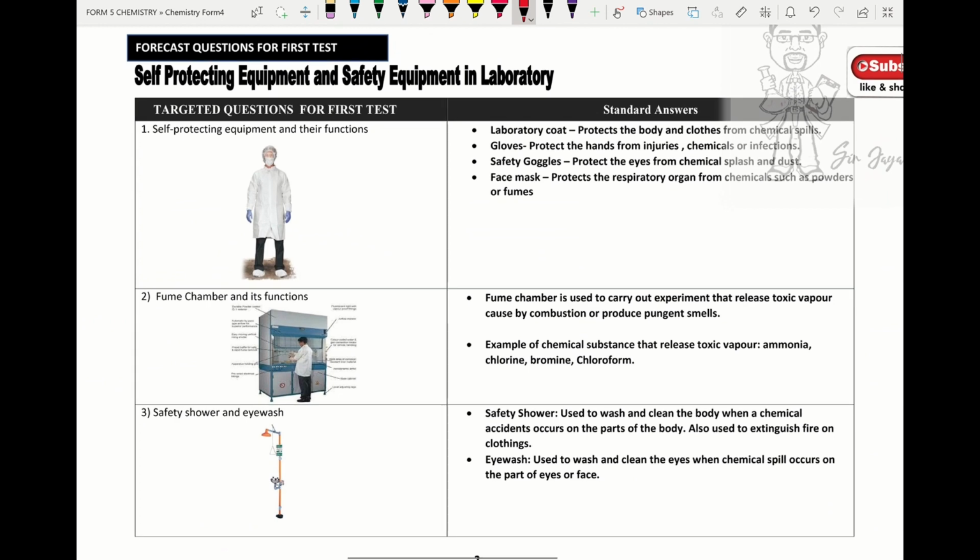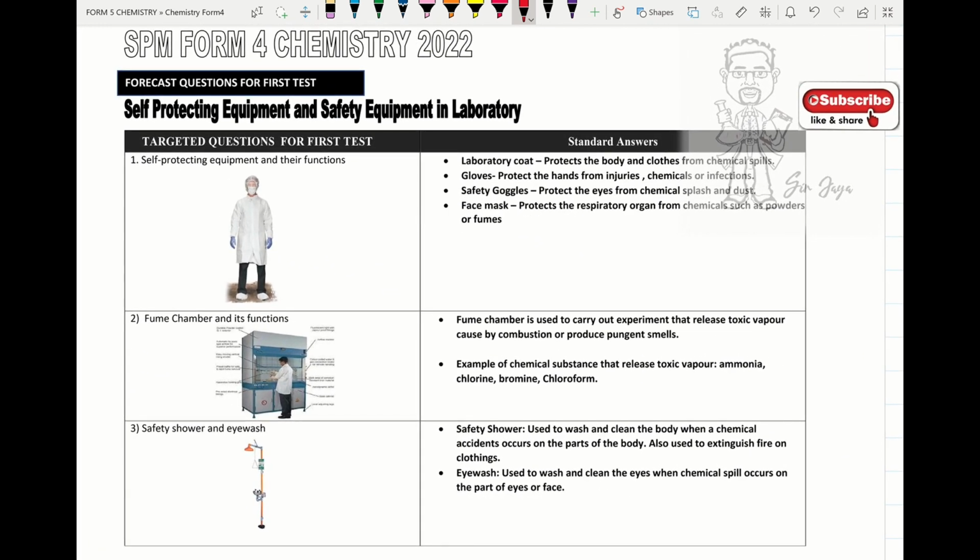Alright, we move on to the next part, self-protecting equipment and safety equipment in the laboratory. Students must remember this diagram. So here we try to check the self-protecting equipment. Number 1 is the laboratory coat. The coat protects the body and the clothes from chemical spills. Then we have the glove. Gloves are used to protect the hand from injuries, chemicals, or infection. Safety goggles protect the eyes from chemical splash and also dust particles. And the face mask protects the respiratory organs from chemicals such as powder and also fume.